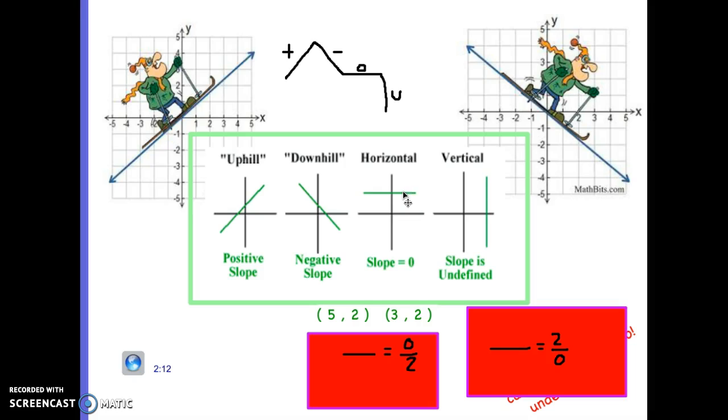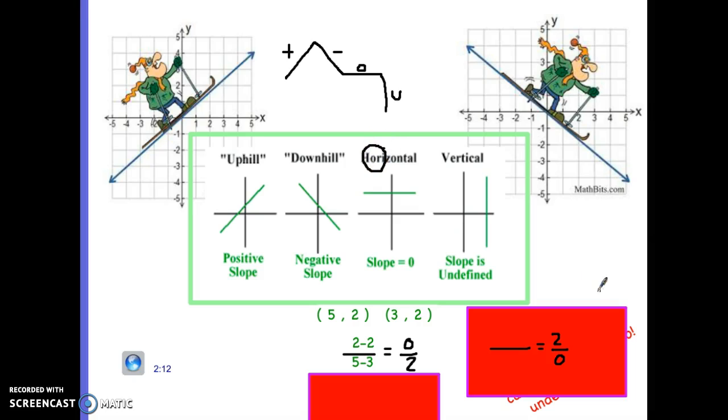Let's find the change in y over the change in x and see what our slope is. Well, the change in y is 2 minus 2, which is 0, and the change in x is 5 minus 3, which is 2. So 0 divided by any number is just 0. So the slope for a horizontal line is 0. You might remember that I told you I always remember there's an O here, so it helps you remember horizontal. The slope is 0.